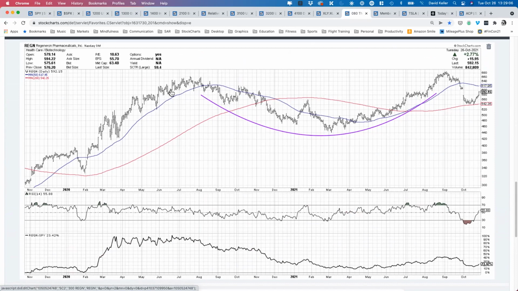Finally, we have Regeneron. I mentioned this is potentially a big cup and handle pattern. You can't call it that until the handle becomes a little more developed. But I like the rally off of the 200-day moving average. Compare that to the chart of Facebook, which has been struggling to rally off of the 200-day moving average. In general, stick with names that are demonstrating their ability to rally off of key support levels.